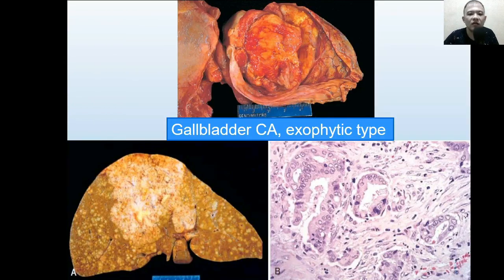So this is gallbladder cancer, exophytic type. This is intrahepatic cholangiocarcinoma, okay, and showing the glands, no, glands with tumor cells.